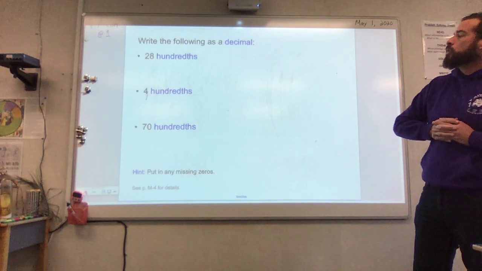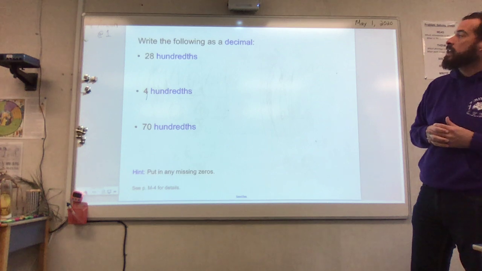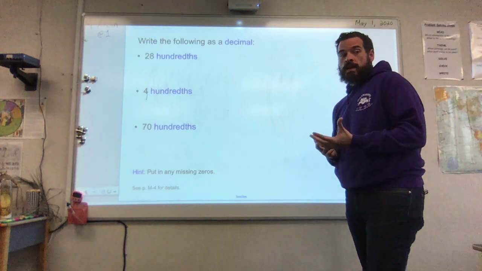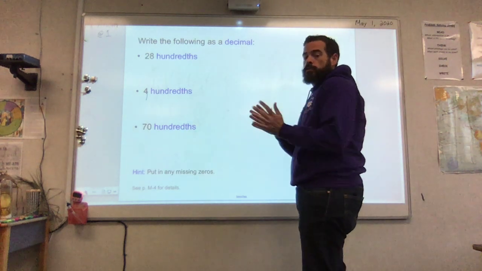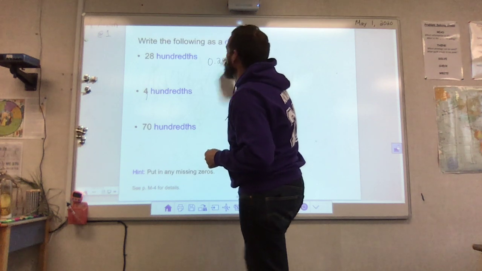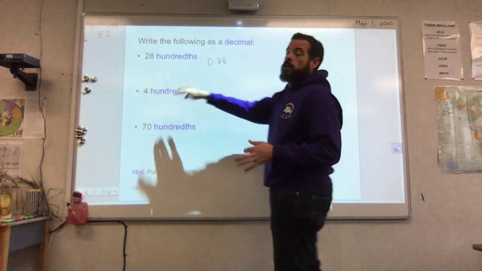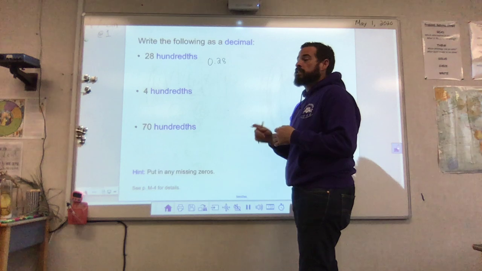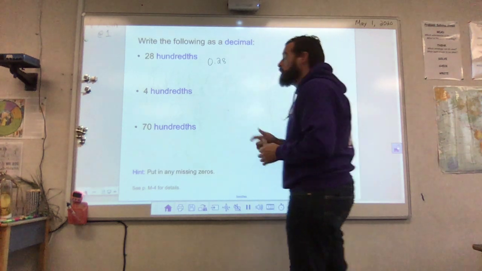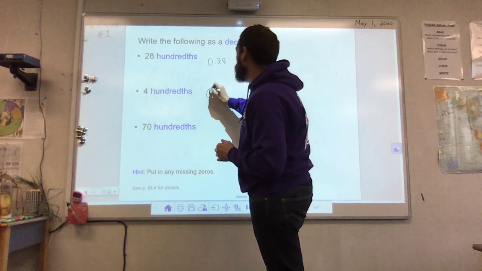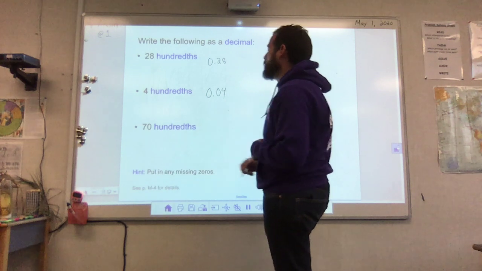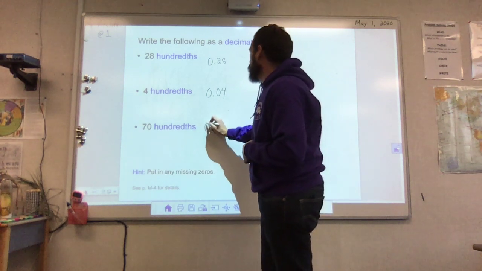So let's take a look at these examples. Write the following as a decimal. 28 hundredths. It is greater than 10, so we know we're going to use those first two places, 0.28. Now we have 4 hundredths. This is where you have to remember that if it's a number less than 10, the tenths place right after the decimal point is going to have a 0 as well. So 0.04, and then 70 hundredths, 0.70.